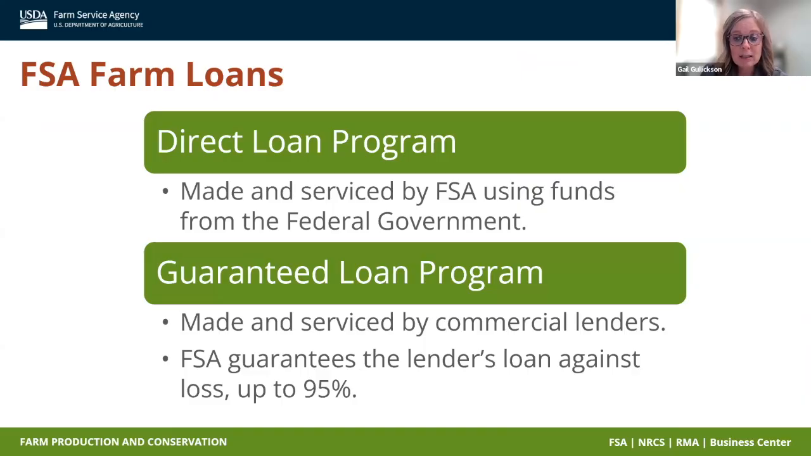The guaranteed loans are made and serviced by commercial lenders, such as banks, the Farm Credit System, credit unions, and other non-traditional lenders. FSA guarantees the lender's loan against loss up to 95%. FSA has a responsibility of approving all eligible loan guarantees and providing oversight of the lender's activities. The current guaranteed loan limit is $2.251 million, and this amount is adjusted annually each fiscal year based on inflation.